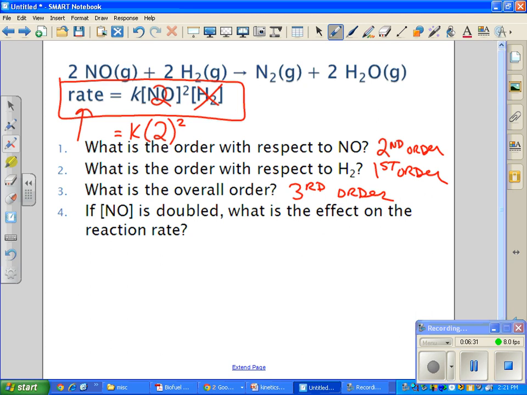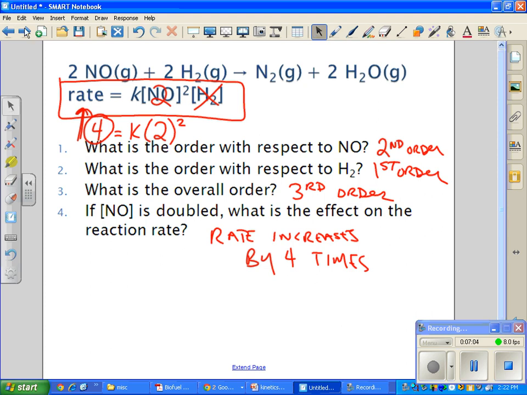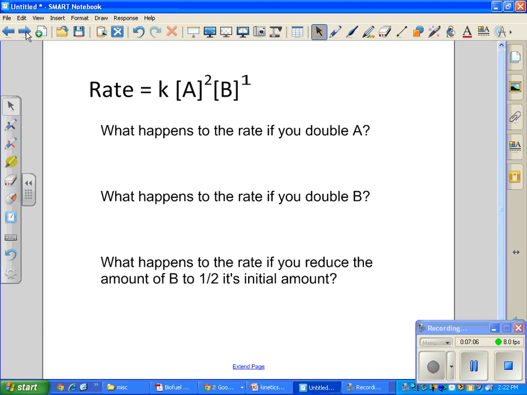Then we just basically do this. We say NO is doubled, so we basically square 2. The rate will go up by 4 times. It mathematically tells us what happens to the reaction rate. So in this case, if we double NO, the rate increases by 4 times. And all we did was take the value, plug it in the rate law, and use the exponents. That's the whole idea. Once you have the rate law, you can use the exponents to determine any change in concentration and their effect on rate. So if we look right here, here's a rate law right here.